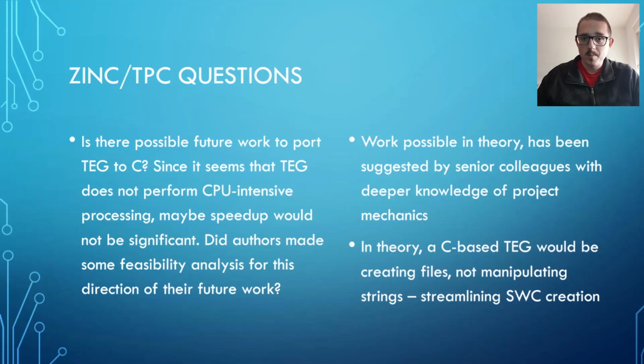So the work is possible in theory. It has been suggested by senior colleagues with deeper knowledge of the inner workings and the bigger picture of the project mechanics. Since TEG works with C files to make C files, my idea was maybe to create those files instead of manipulating strings to assemble them. So something that's C code that makes other C code. In general, of course, C works a lot faster than Python.